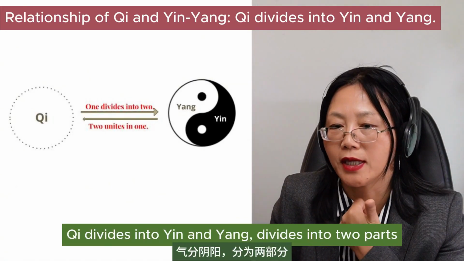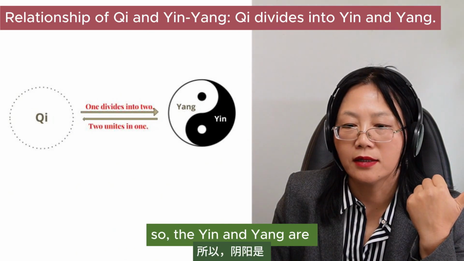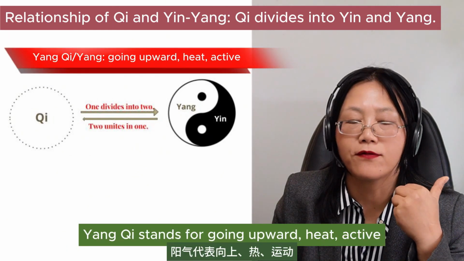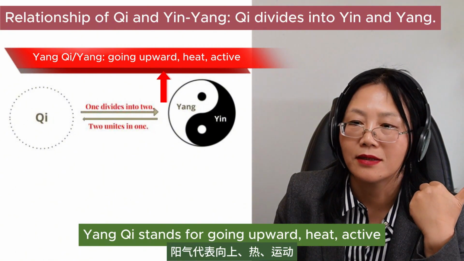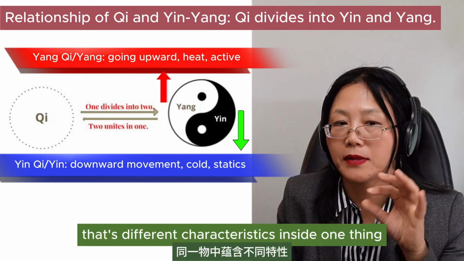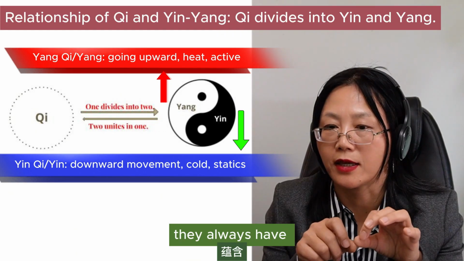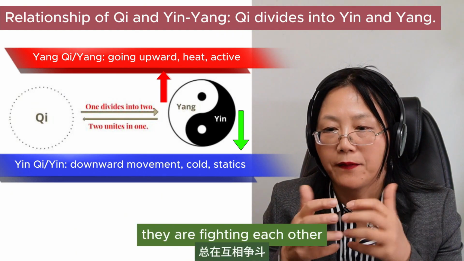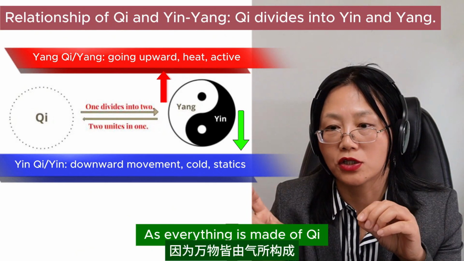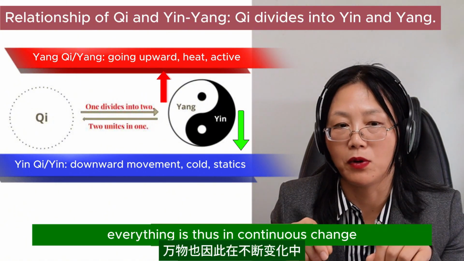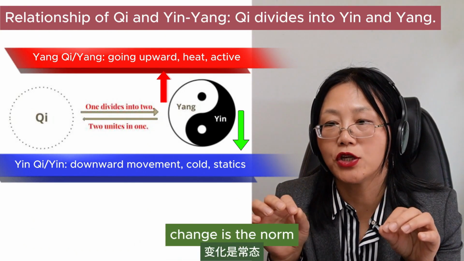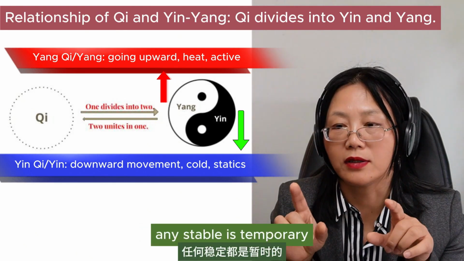Qi divides into Yin and Yang, into two parts. Yin and Yang are the contradictory aspects of one thing. Yang Qi stands for going upward, heat, active, and Yin stands for downward movement, cold, static. Those are the different characters inside one thing. These two aspects are fighting each other, leading to the constant change of the Qi. As everything is made of Qi, everything is thus in continuous change. Everything is change. They cannot keep constant. Change is the norm. Any stability is temporary.